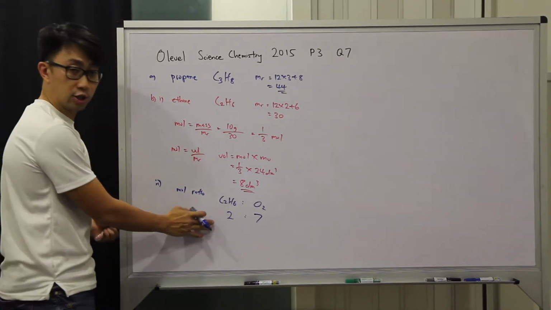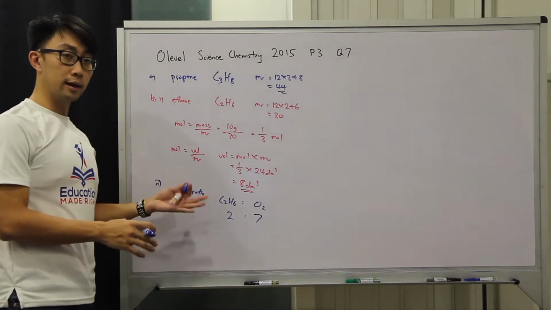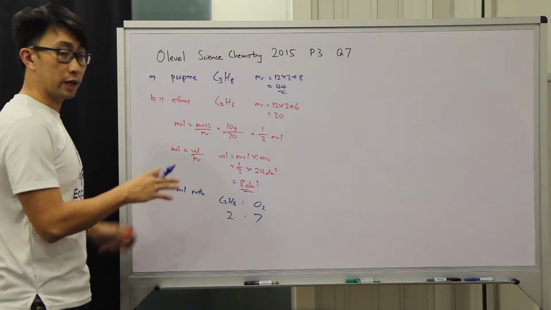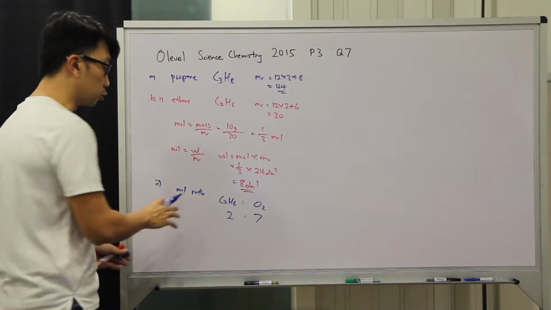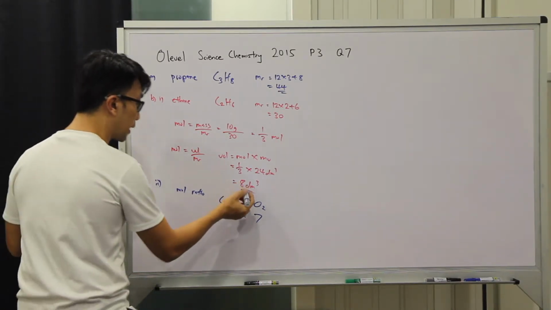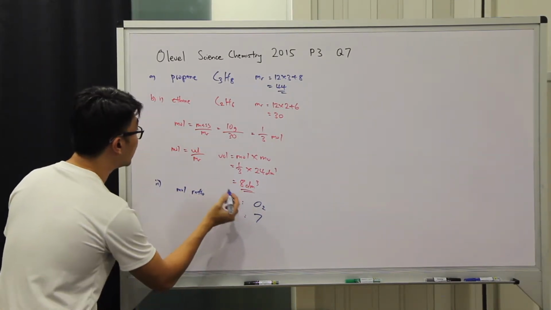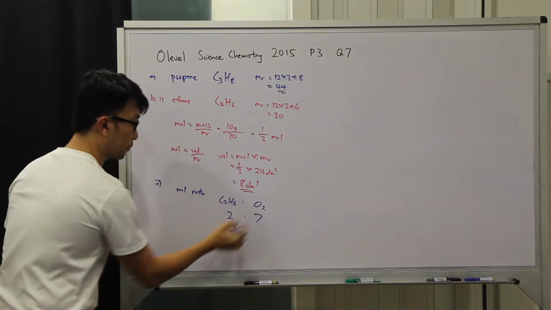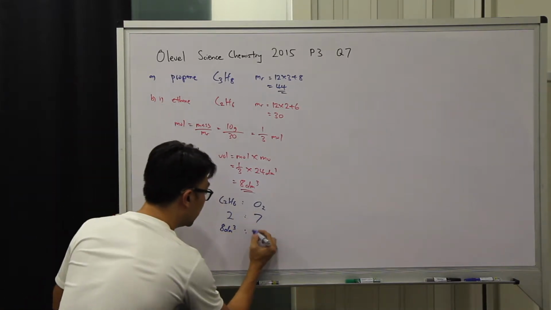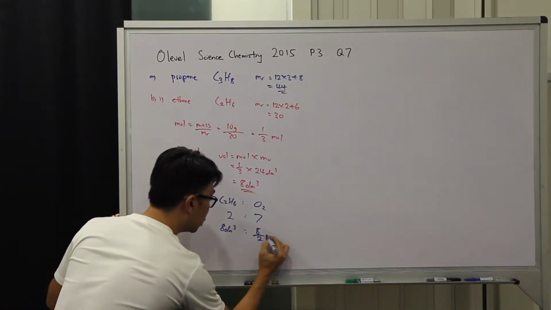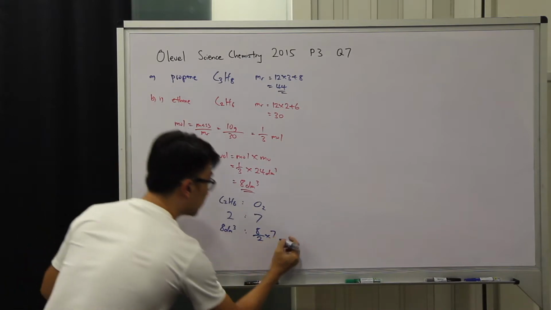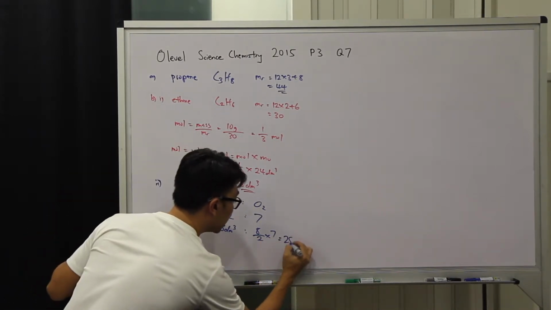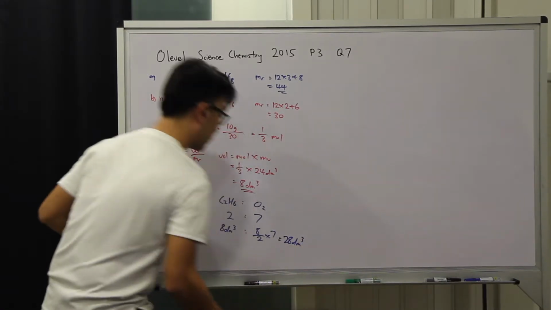But for gaseous products, we don't need to back calculate the moles and then do the mole ratio and compare. We can straightforwardly use the volume to solve. So since we have 8 dm cubed of ethane, the volume of oxygen required will be 8 divided by 2 times 7, 4 times 7. That will be 28 dm cubed. Alright.